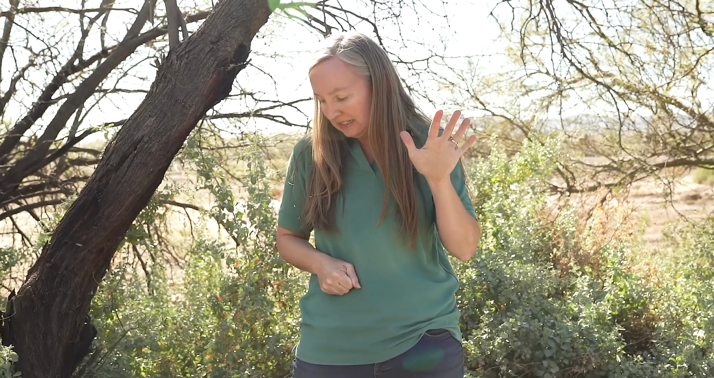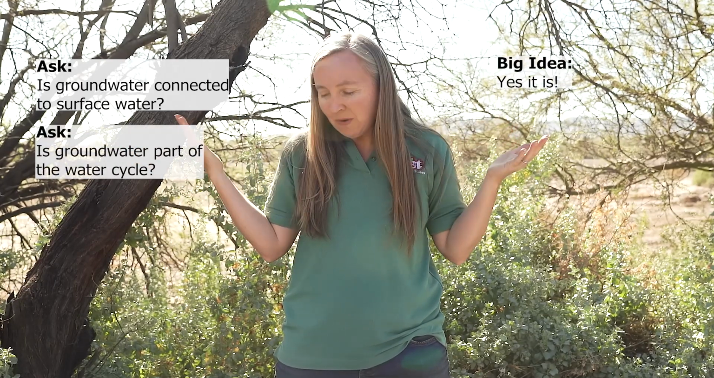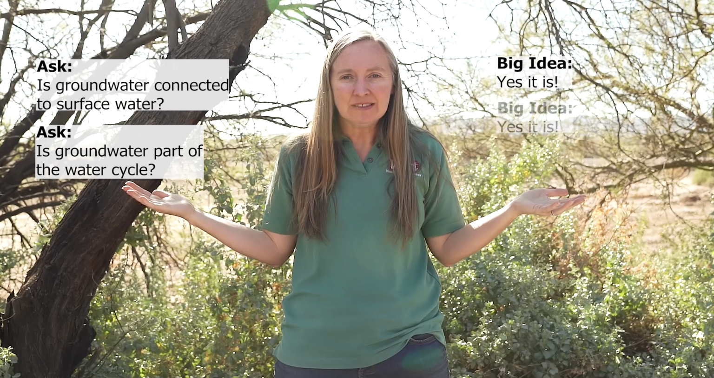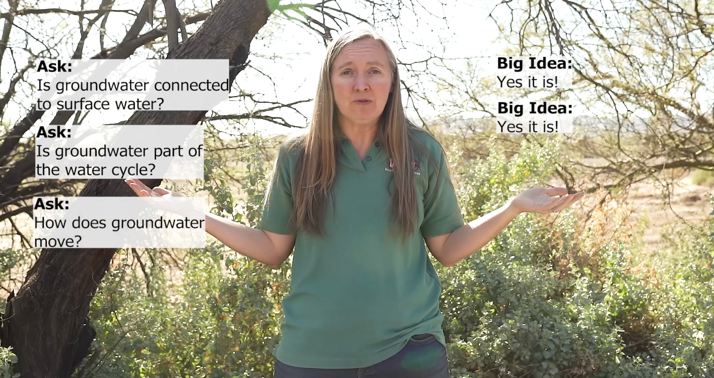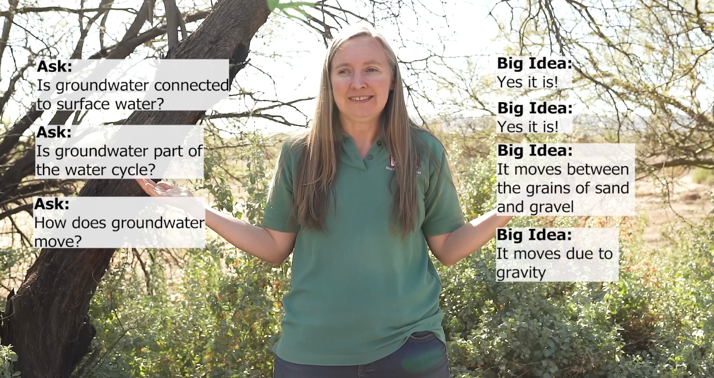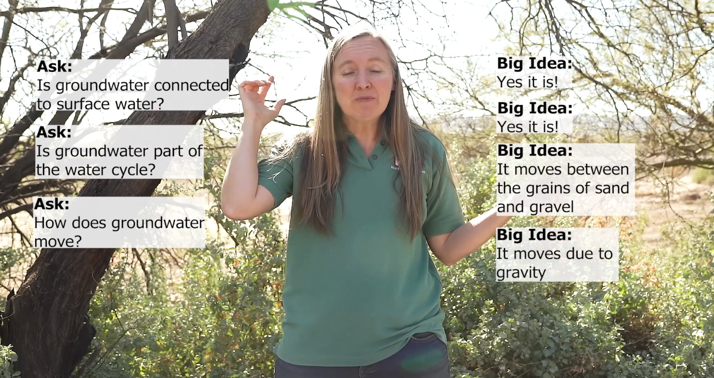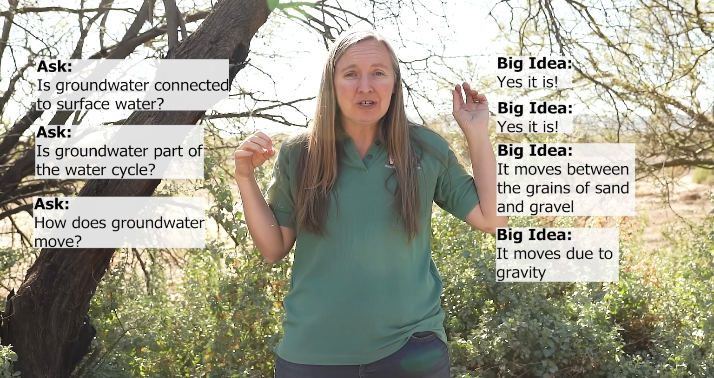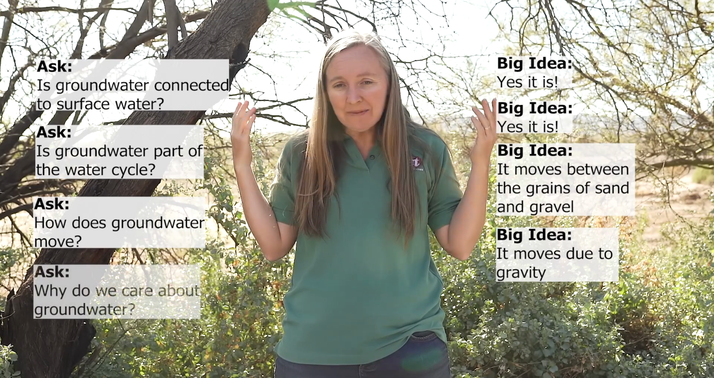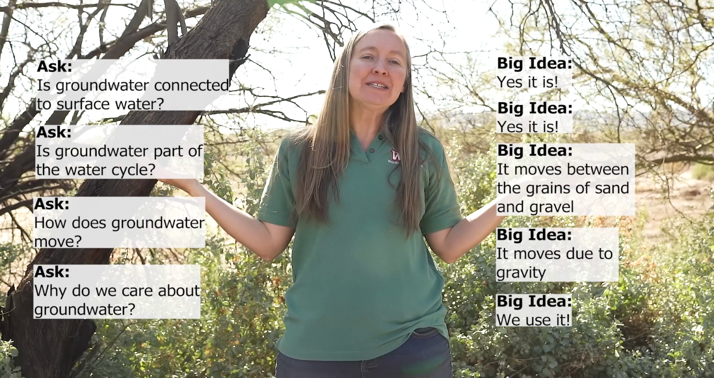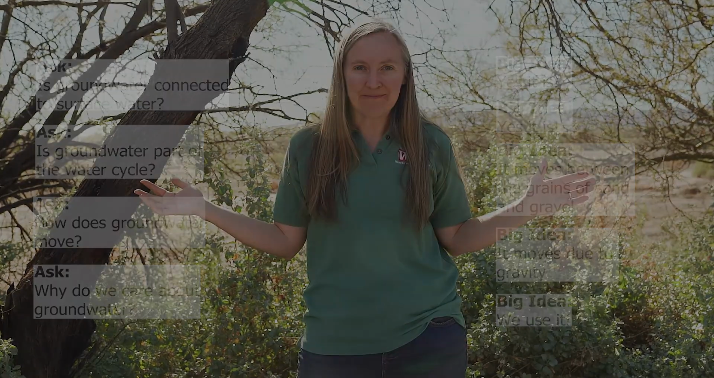And then this lesson is quite long. Ideally, at this moment, you now have 2 minutes to wrap up, and you're just going to ask a few simple questions so that you get at your 5 big ideas. So the first one is, is groundwater connected to surface water? Yes. And is groundwater part of the water cycle? Definitely, yes. How does it move? Flows between the pores or spaces. It goes between the pores and spaces, and it moves due to gravity. And finally, why do we care about groundwater? Because we use it. And that's the end of the lesson.